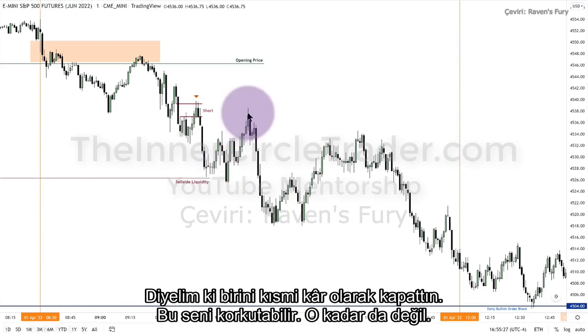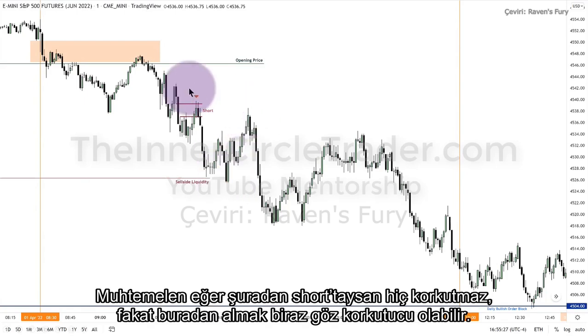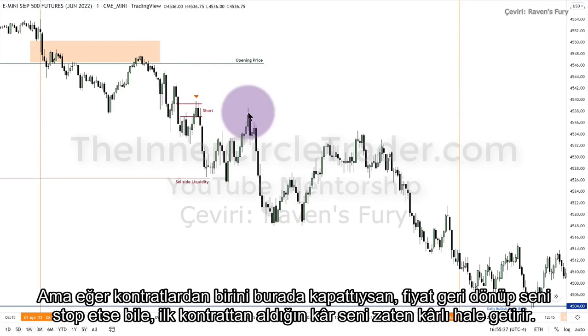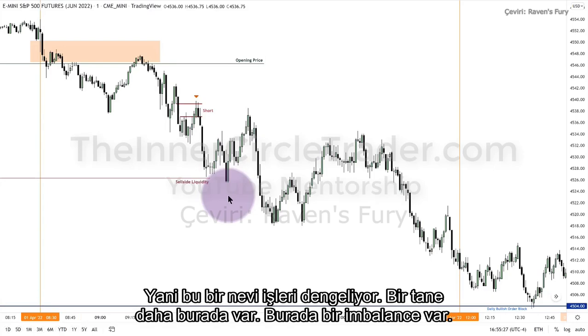This might scare you. Not so much probably if you were short from up here, but here could be a little bit intimidating. But if you've taken one of the contracts off below here, even if it were to come back up and take you out and stop you out, the first contract allowed you to be profitable. So it kind of balances things out.